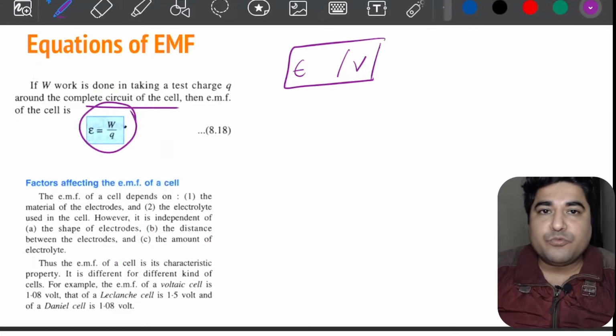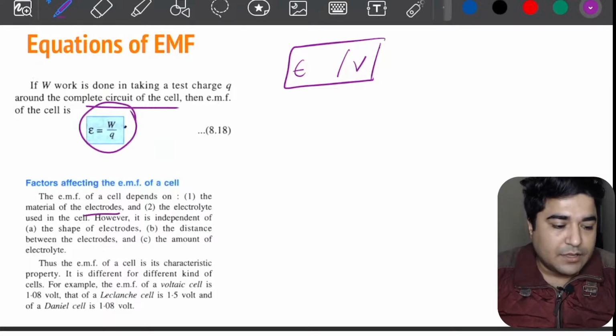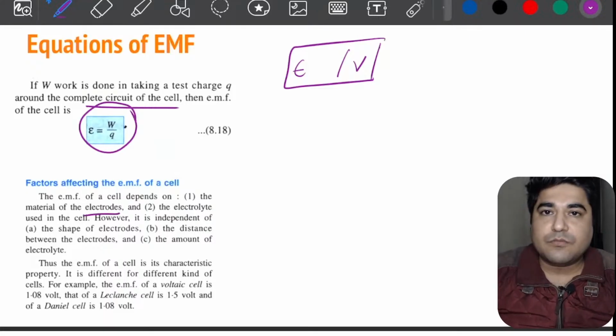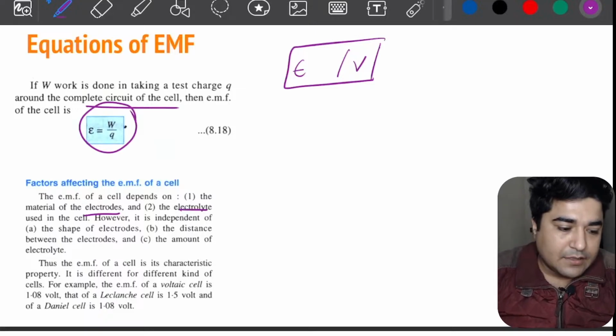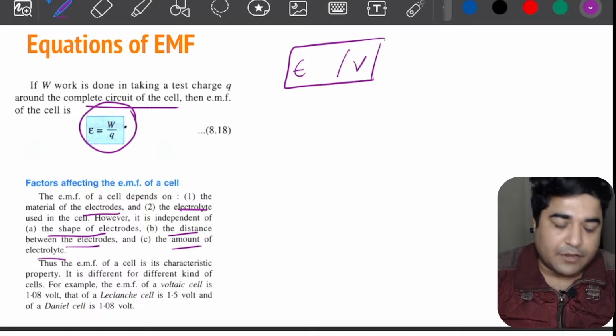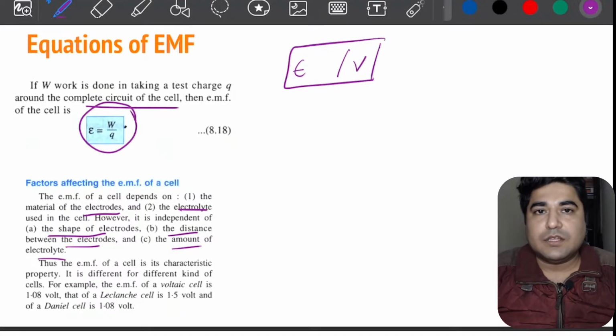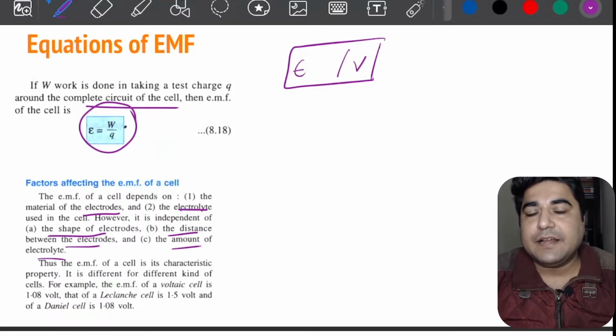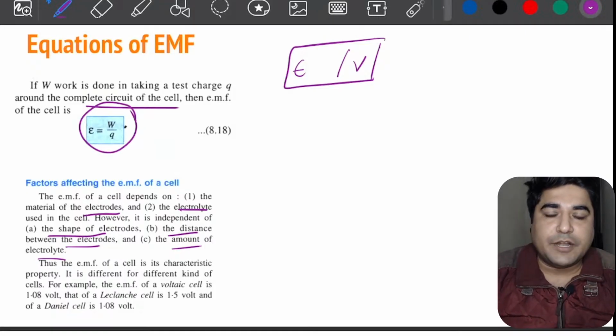There are a few factors which are going to affect this EMF. It is related to the material of the electrodes, and the electrolyte. It is not dependent on the shape of the electrodes, the distance between the electrodes, or the amount of electrolyte. So it just depends on which solution is taken.